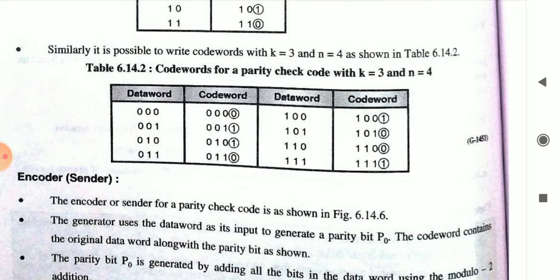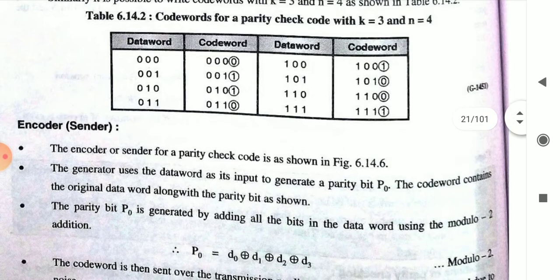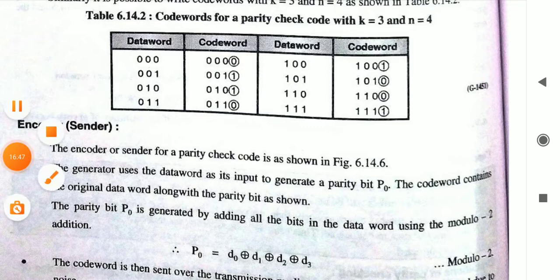Observe this table. Here are 4 data words and code words. Now we'll see encoder. Encoder means sender. Decoder means receiver, because decoder can decode the message. Encoder means sender, because sender can encode the message.